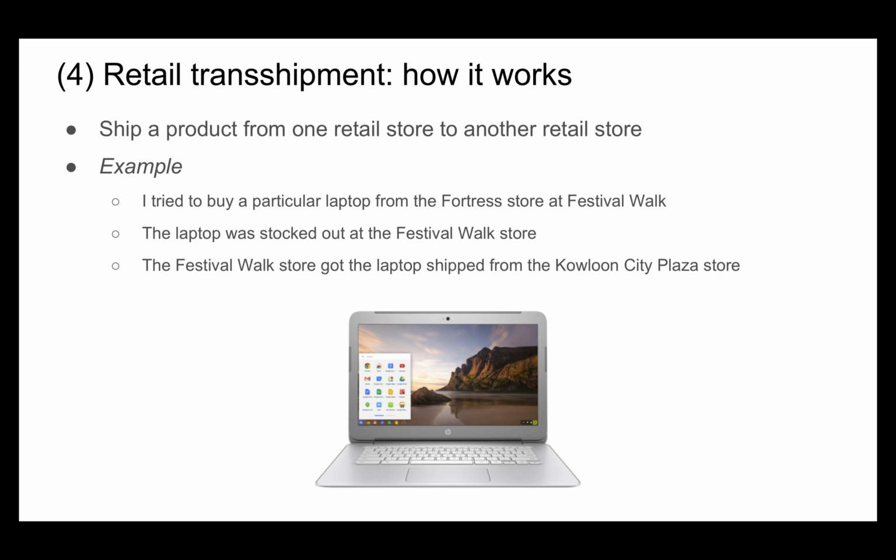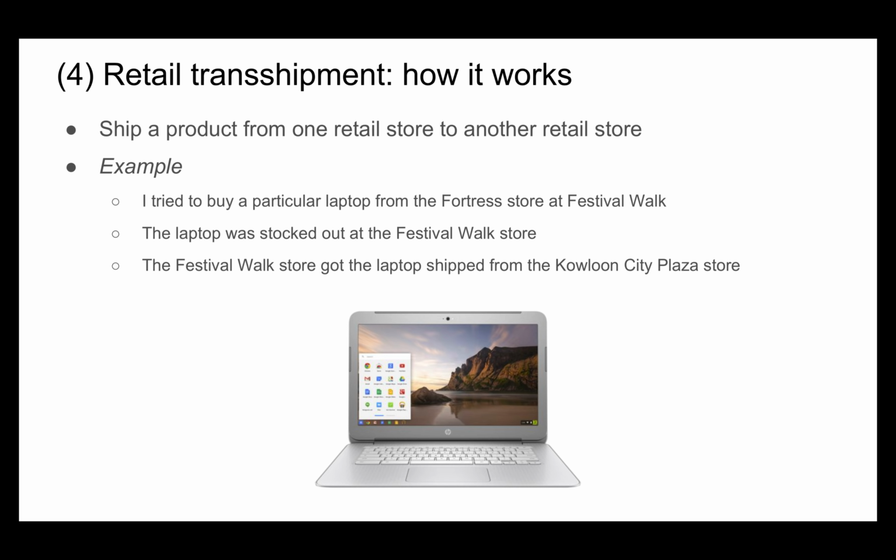The fourth and last distribution strategy which we'll consider is retail transshipment. Basically, you ship a product from one retail store to another retail store. For example, a few years ago, I went to buy a laptop from the Fortress store at Festival Walk. But unfortunately, the laptop was not in stock at the Festival Walk store. But no worry, the Festival Walk store employee told me that they could get the laptop shipped to the Festival Walk store from another store. They didn't tell me which one it was, but let's say it's the Kowloon City Plaza store. So I just needed to come back a few days later to pick up the laptop.